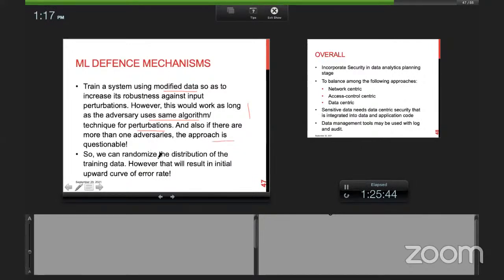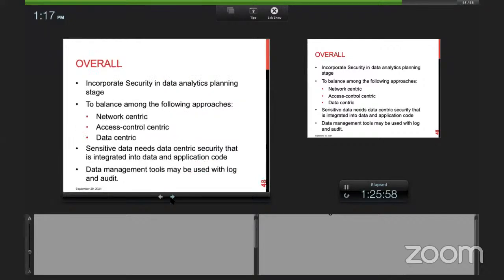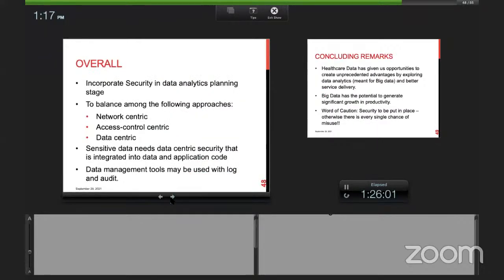And you can therefore randomize the distribution of the training data. So initially, maybe the error rate will be higher, but ultimately, if you can contain your system, then the error rate will come down. Okay, so in all, we can say that we have to incorporate security in data analytics in the planning stage only.